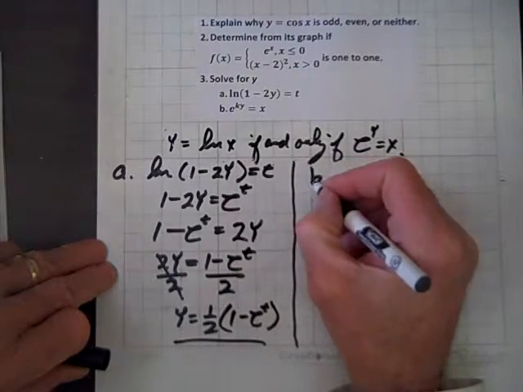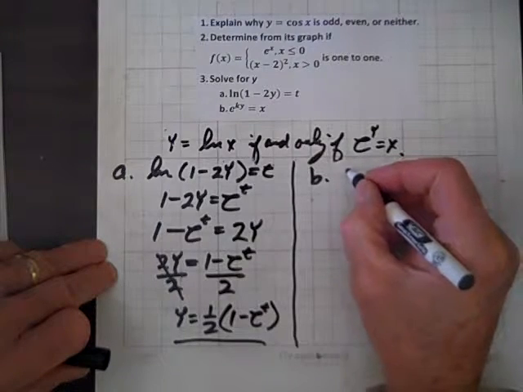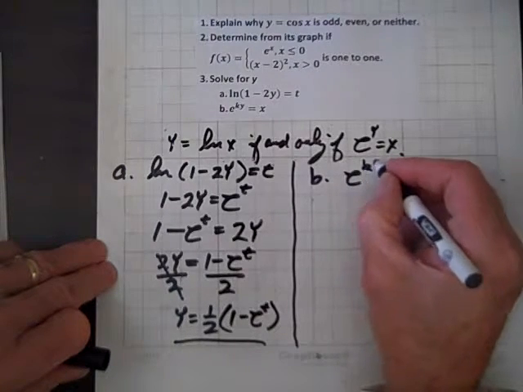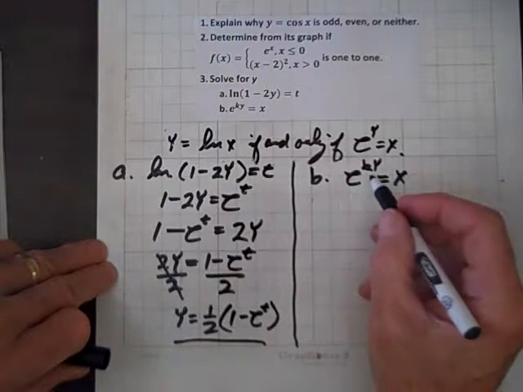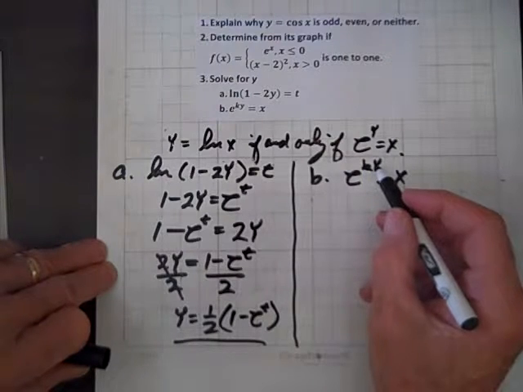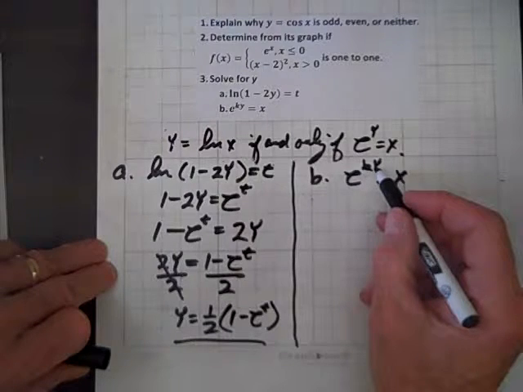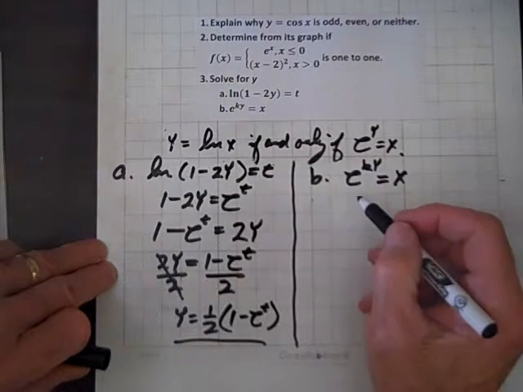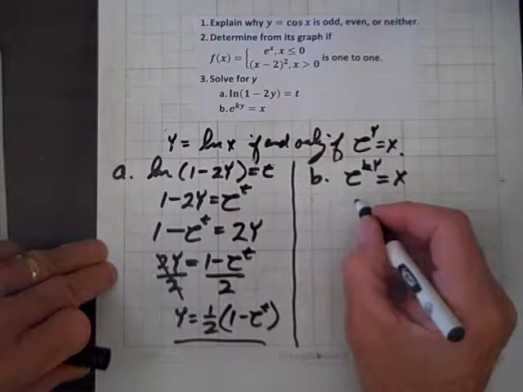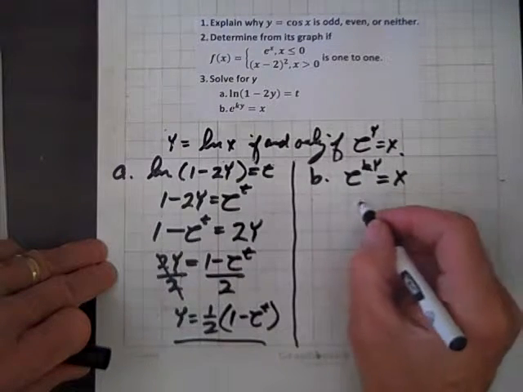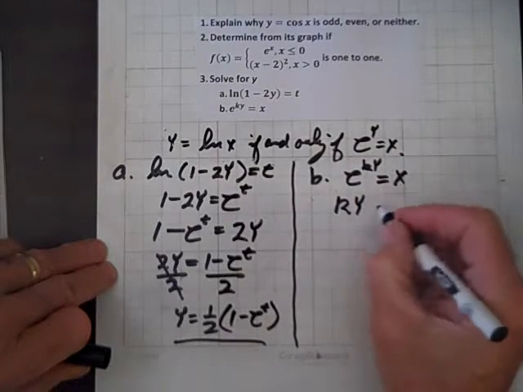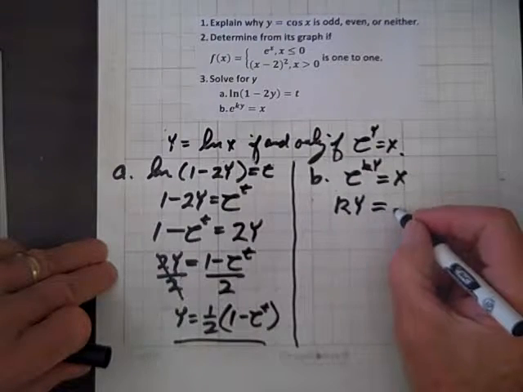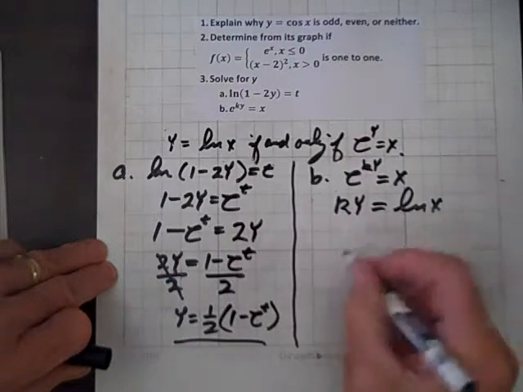Now let's do b. We have e to the ky equals x. The problem is that the ky is in the exponent position. We have to release this ky from that position and put it in a standalone position. To do that, we'll rewrite this equation in logarithmic form. So the exponent is ky, and the result is x, so ky equals ln of x.